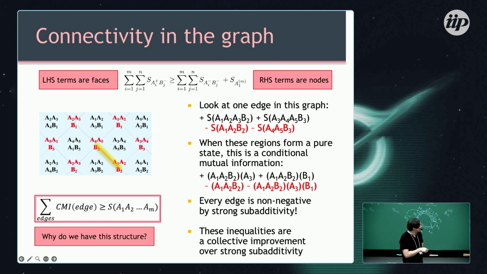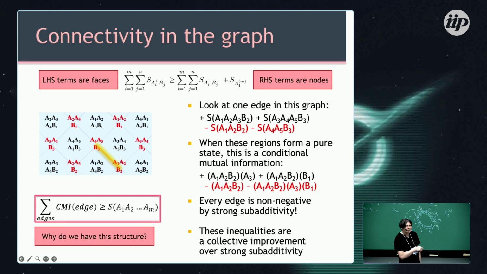Rather than making the trivial statement that a bunch of conditional mutual informations is non-negative, which is just strong subadditivities, instead I'm saying I have a non-trivial right-hand side. I have a non-zero right-hand side. So that's an improvement over strong subadditivity. And notice that this improvement only comes after I have taken those strong subadditivities. Here I talked about them as edges, but allow me to talk about them as little pieces of area. This edge is like this piece of area.